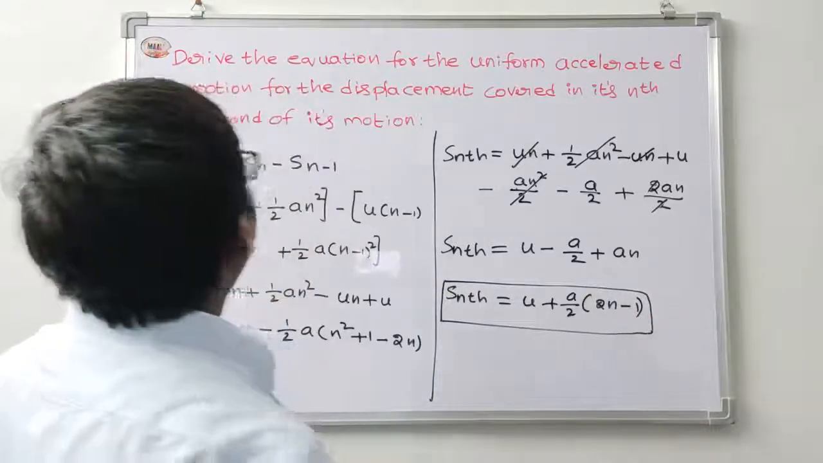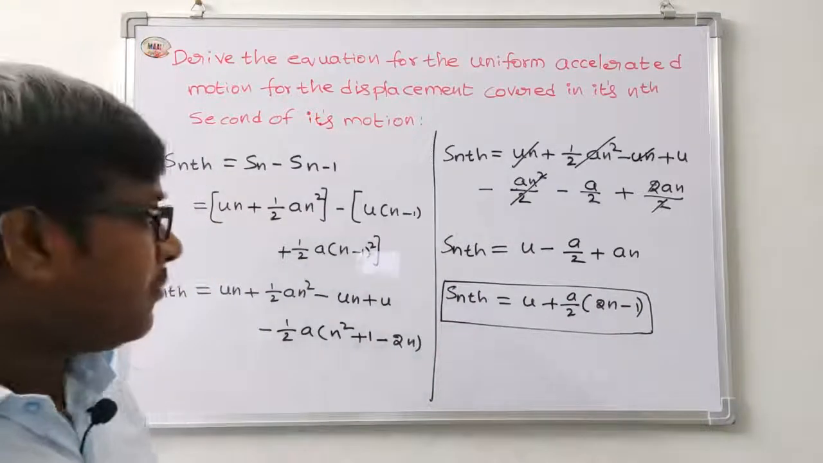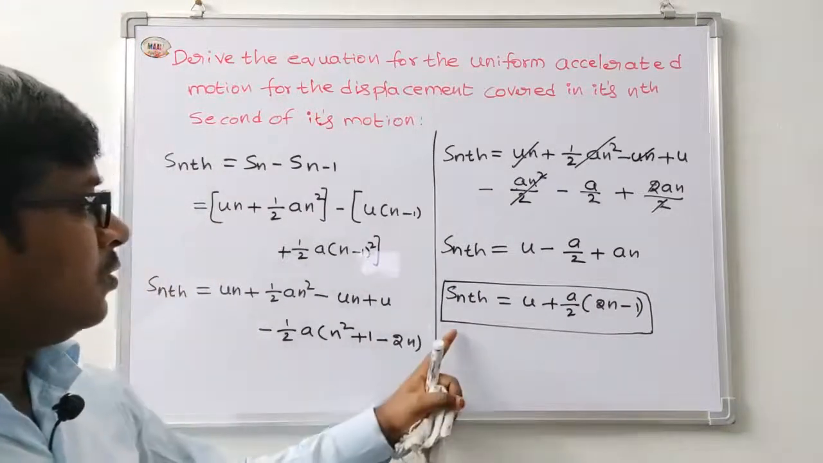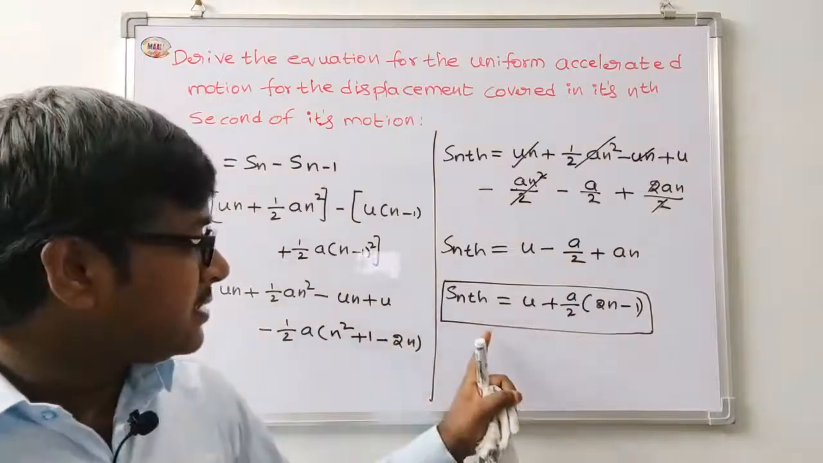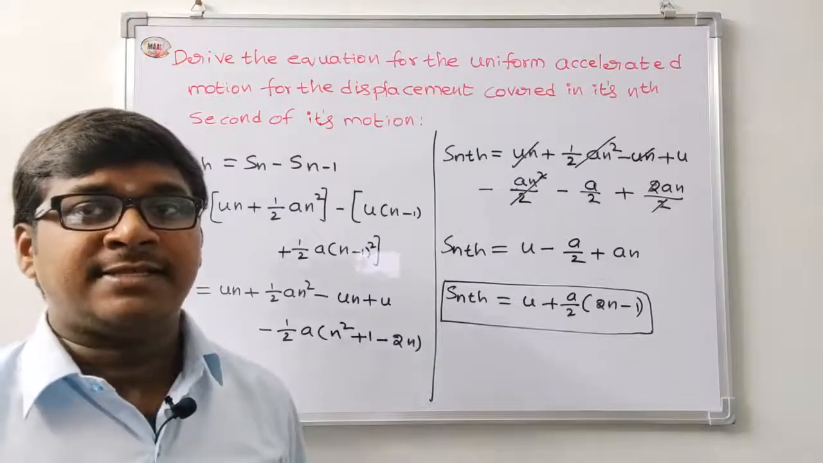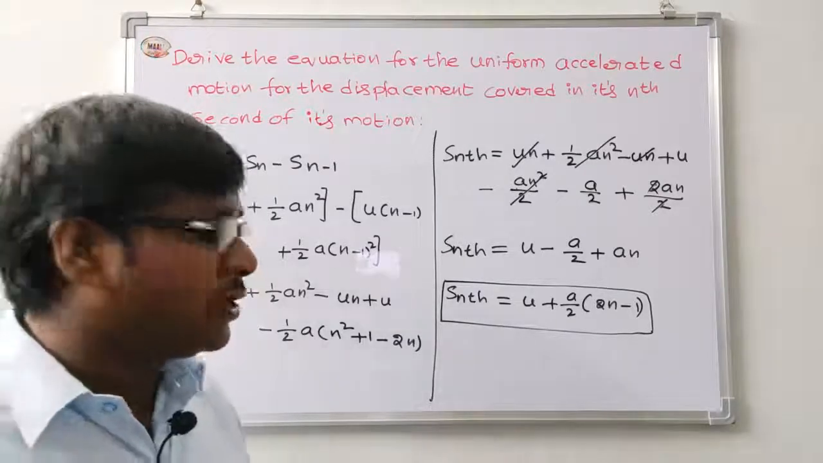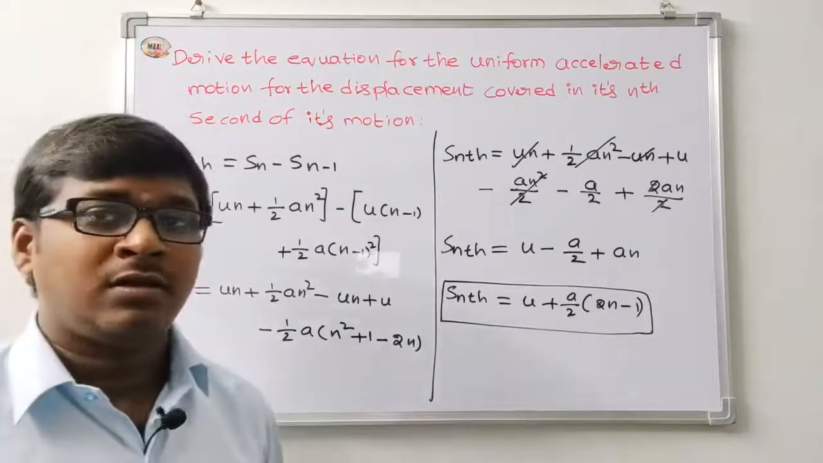This is the distance traveled in the nth second, which is very important for CBSE and NEET level students. This is a very important formula. The fourth kinematic equation: Sn is equal to u plus a by 2 into 2n minus 1.